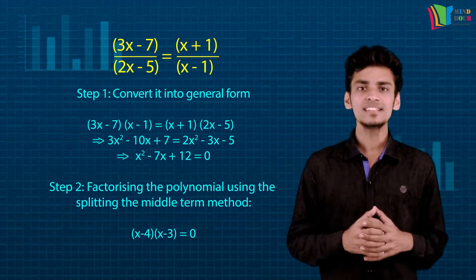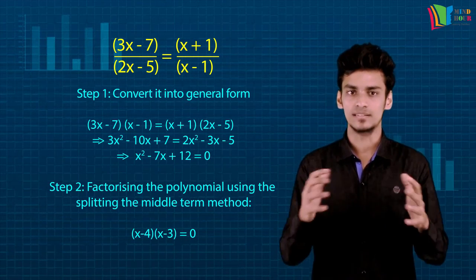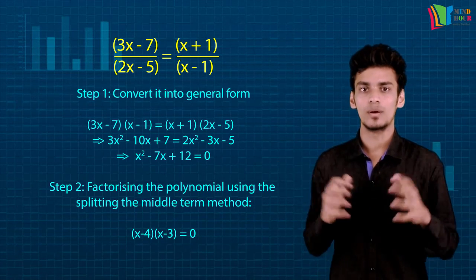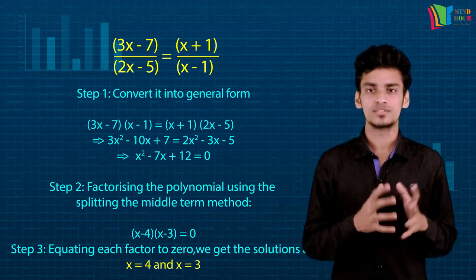Now we factorize and solve the equation using the splitting the middle term method. (x - 4)(x - 3) = 0. Therefore, the solutions of the given quadratic equation are 3 and 4.